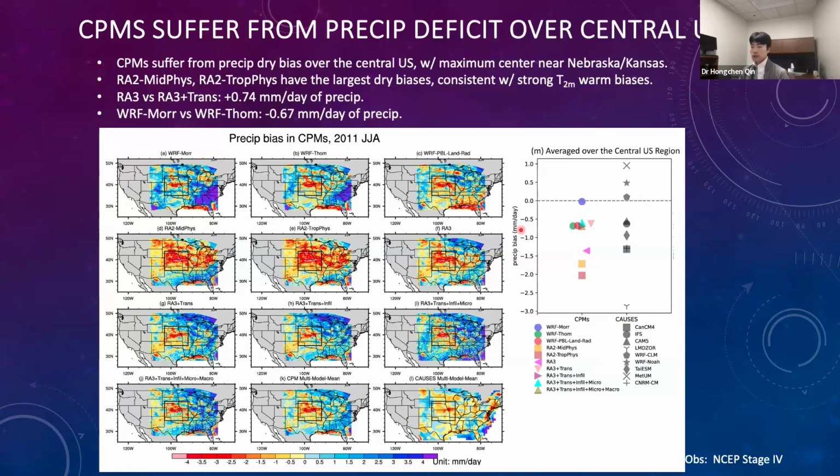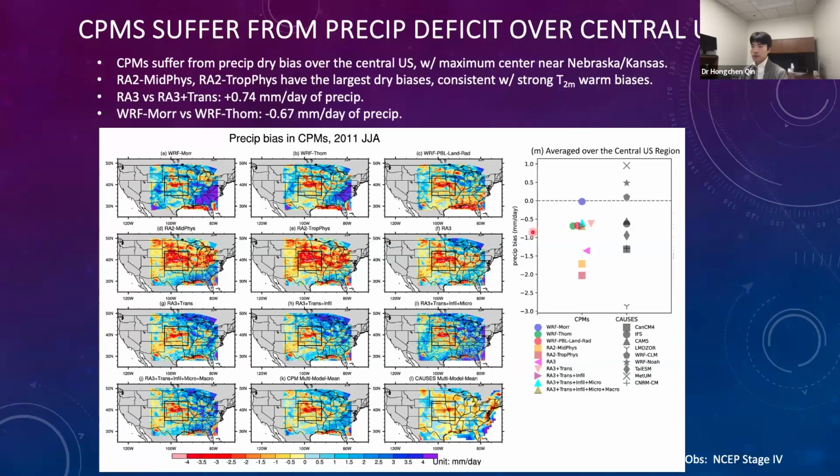This panel, same layout as the previous figure, shows the bias of precipitation. Here the benchmark comes from NCAR Stage IV precipitation data. CPMs still suffer from a precipitation dry bias over central US, with the maximum in Nebraska and Kansas. The RE2 mid-phase and RE2 top phase have the largest dry bias, consistent with the strong T2M bias you saw previously.